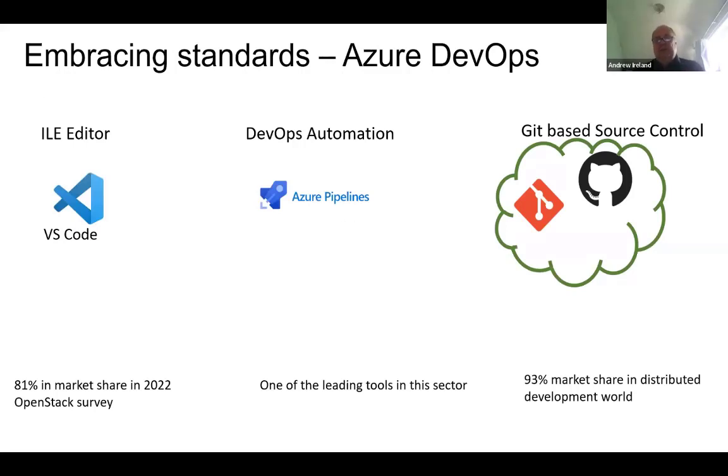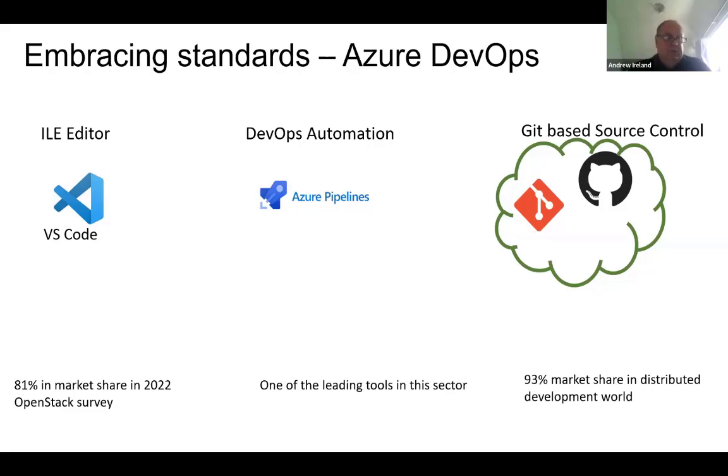So what we're going to talk about today is very much about embracing standards in a DevOps world. One of the things we've seen rapidly over the last few years is VS Code become the norm. So if you go speak to a Java or PHP developer or a C# developer, he's probably using VS Code to do his coding. And we can do that with RPG.